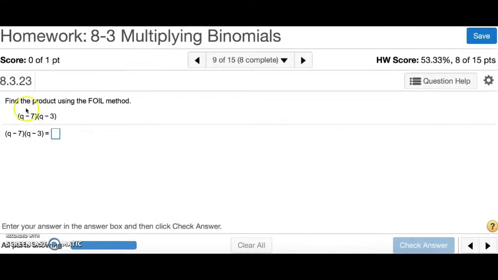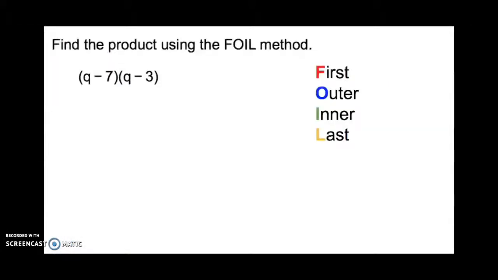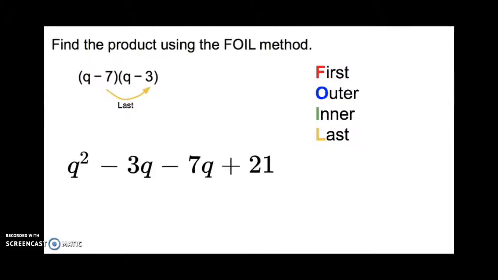9 is again asking you to find the product using the FOIL method. So let's take a look at it. So we start by multiplying the first two terms. So q times q is q squared. The outer two terms, q and negative 3, multiply to negative 3q. Multiplying the two inner terms, negative 7 and q, we get negative 7q. Multiply the last terms, negative 7 and negative 3, we get positive 21.